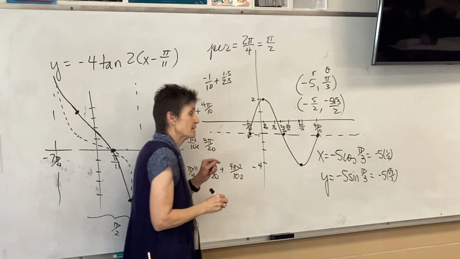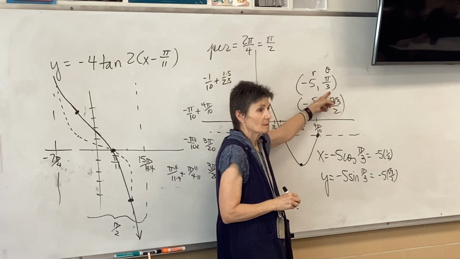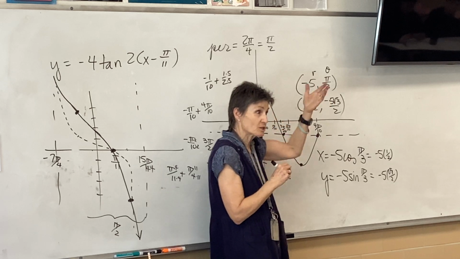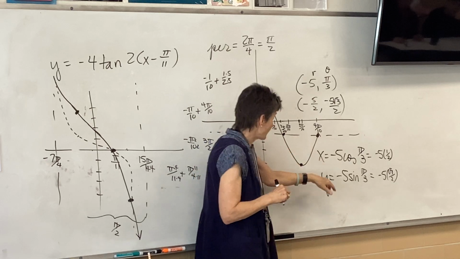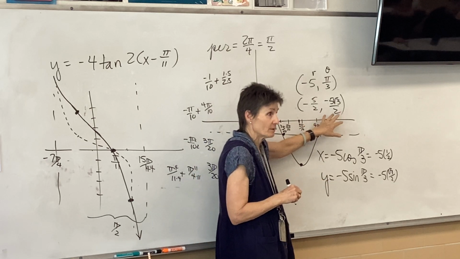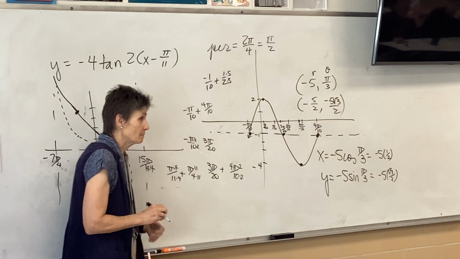Think about this for a second. Where's pi over 3? What quadrant? Quadrant 1. But we put a -r on it, which is going to flip it over into quadrant 3. And look what happened to your x and y. See how your x and y are both negative? They're in quadrant 3. That point is in quadrant 3.